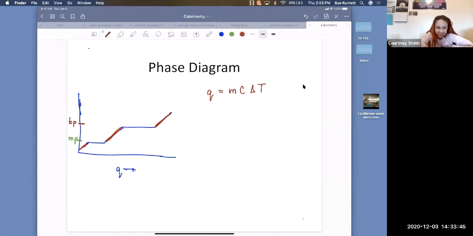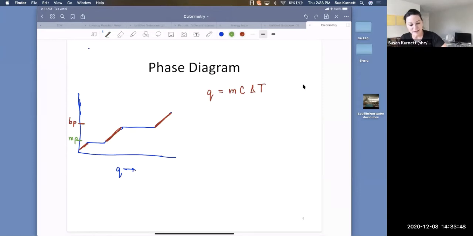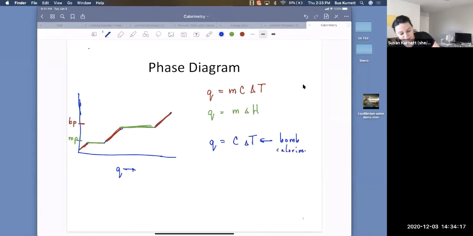Ridiculous. Okay. And then every time that there isn't a slope, so this is slope equals 0, those are horizontal lines, Q equals m delta H. And which H it is depends on whether this is fusion or vaporization. And finally, there's going to be a third Q, which is Q equals C delta T. And this is for bomb calorimetry, which we'll touch on today. These two are used for coffee cup calorimetry.